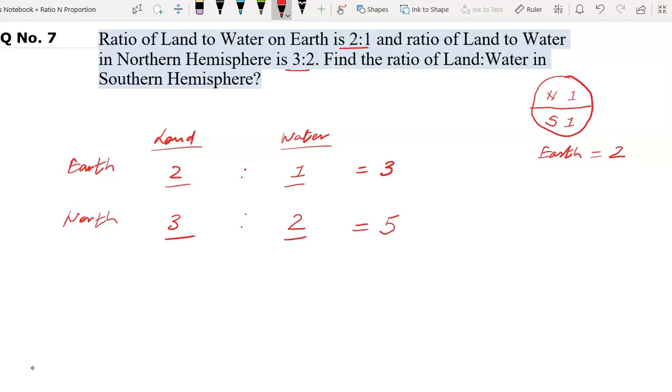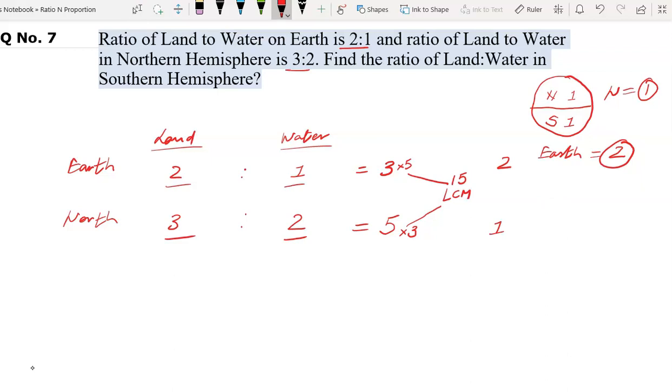We will take the LCM to make it equal. LCM will be how much? 3 into 5, 15. So 3 into 5 will give us 15. So we will multiply this by 5. 5 into 3 will give us how much? 15. So we will multiply this by 3. Now the ratio of earth and north will be how much? If earth is 2, then north is how much? 1. So earth is 2 and north is 1.